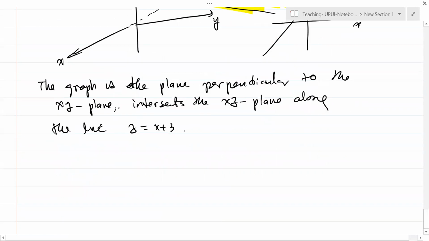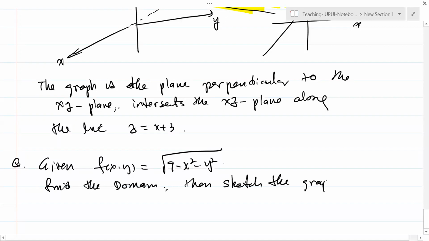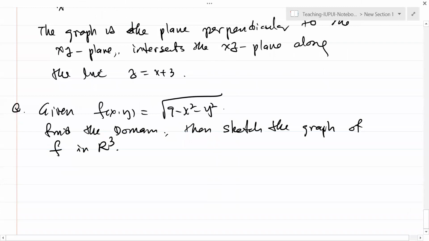I'm going to ask you to do the next one. Given f of x, y equals 9 minus x squared minus y squared, first find the domain, then sketch the graph of f in three-dimensional space. Please try that first.